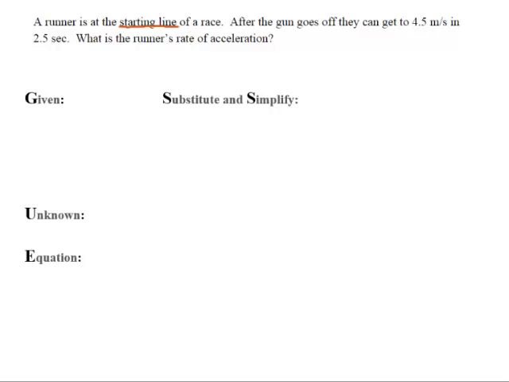I see that a runner is at the starting line of a race. That's going to become important in a little bit, but let's keep going. I see that the gun goes off and they get to 4.5 meters per second, right? There's a dead giveaway of what the number 4.5 is, and that is a velocity. But my question is, is that the beginning velocity or the ending velocity? Well, if you look, does the runner start at a starting line? So what is this runner's initial velocity? 0. And that means that this is a final velocity.